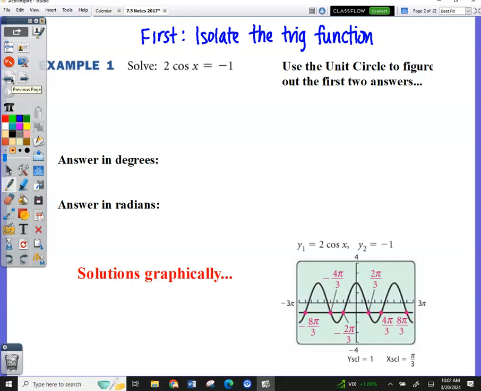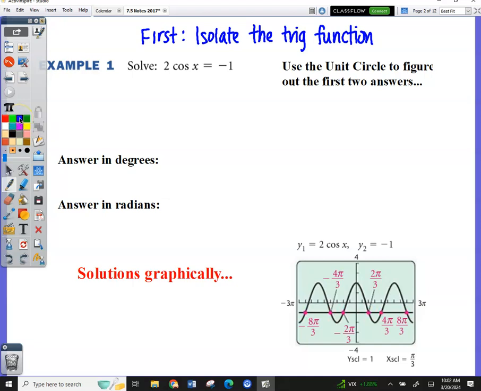We have a lot of notes to take here so that you can understand what it means to solve trig equations, and then we have fewer notes to take along the way. You're going to use the unit circle to figure out your answers. Then we're going to write our answers in degrees and radians, and then we're going to talk about what it means in terms of the graph. So coming up here, let's do the algebra part first.